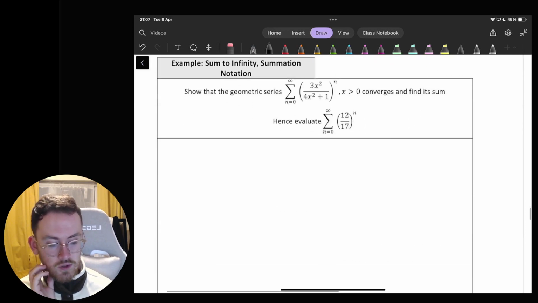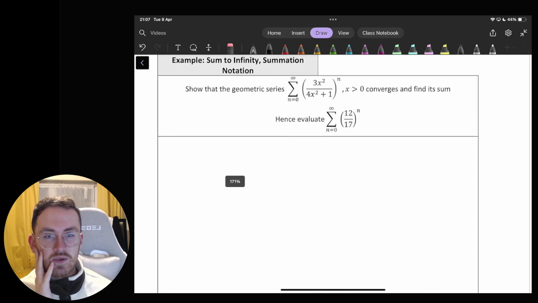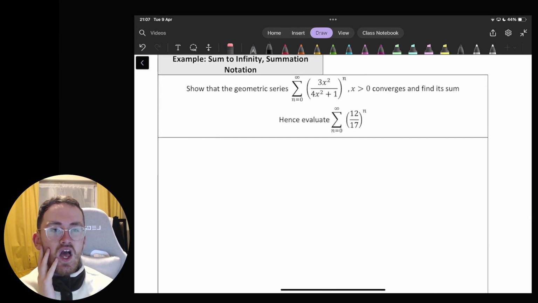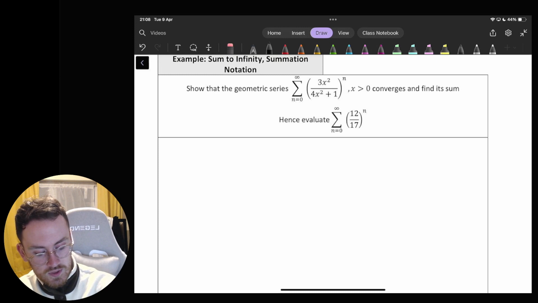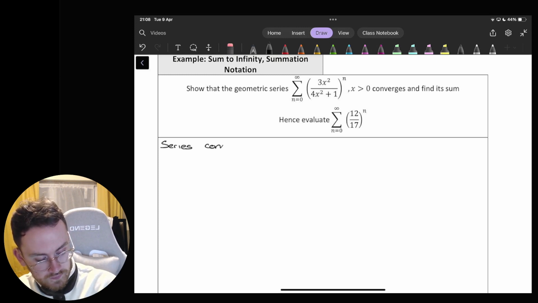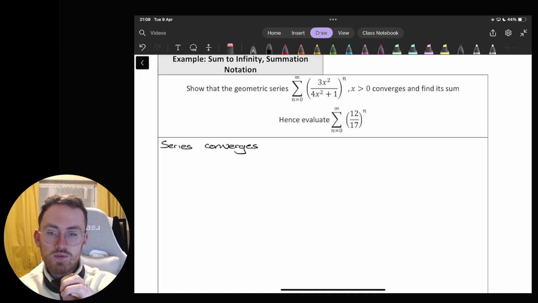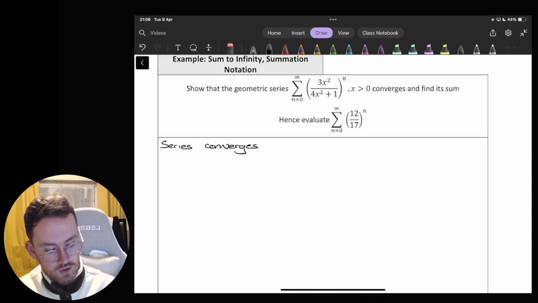Looking then at some summation notation, as we did with the finite series, the first thing we want to do is show that it converges, and then look at the different sequences that we have here, listing out some values maybe. Remember, converges is where it approaches some sort of limit.